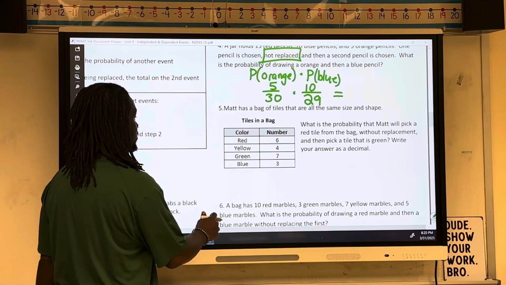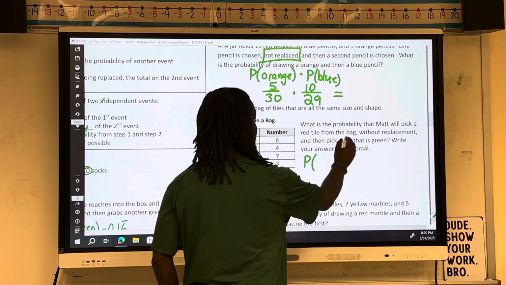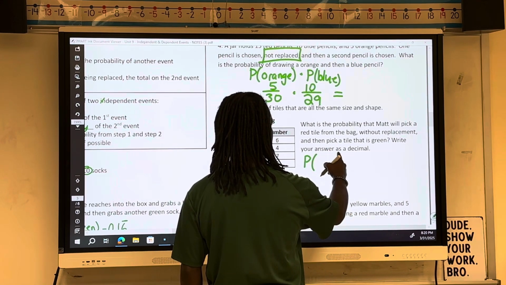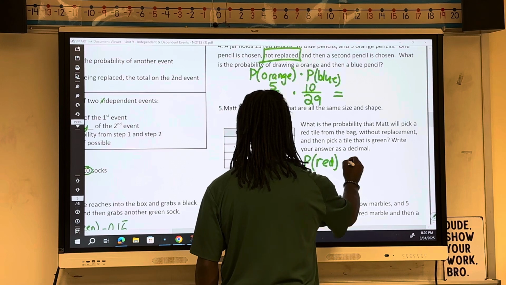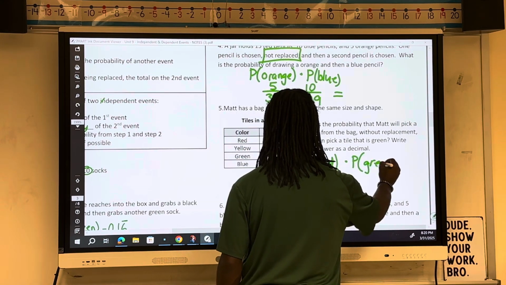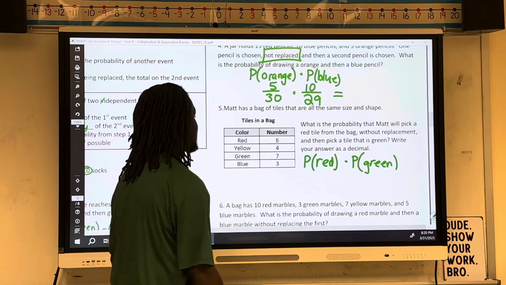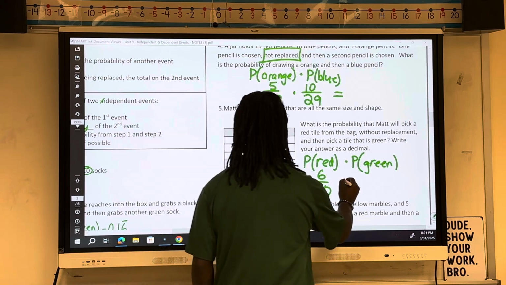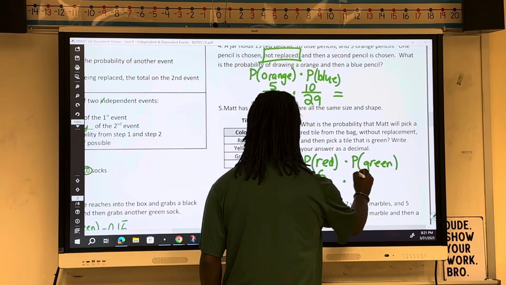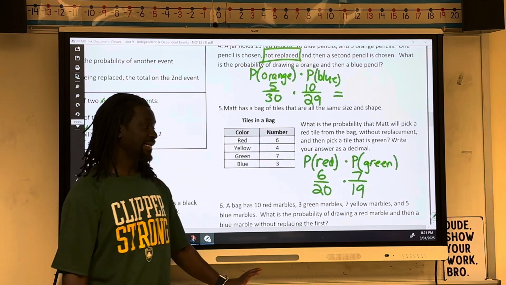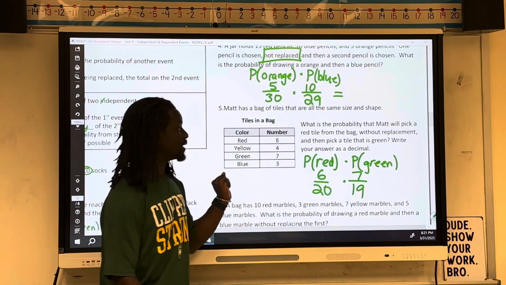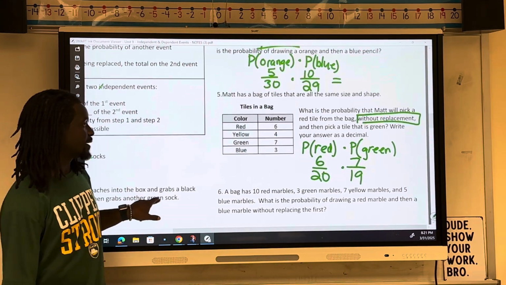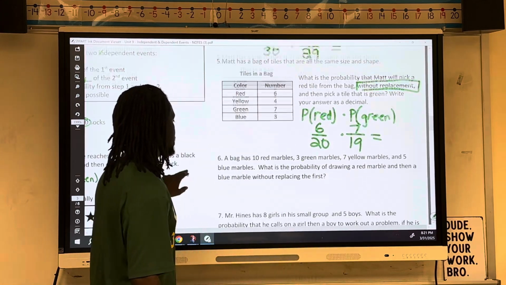All right, number 5, we're looking for the probability of getting a red tile times the probability of getting a green. So the probability of getting a red one is 6 out of 20, times the probability of getting a green, which is 7 out of 19. And again, it is now 19 because I pulled it and I did not replace it. So therefore it is dependent, all right? And then that gives me a probability.